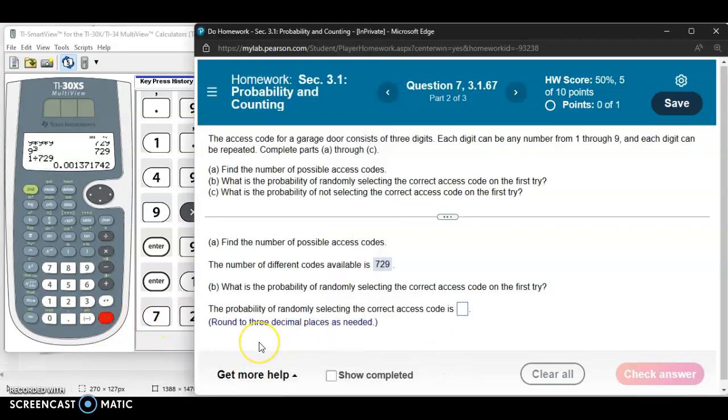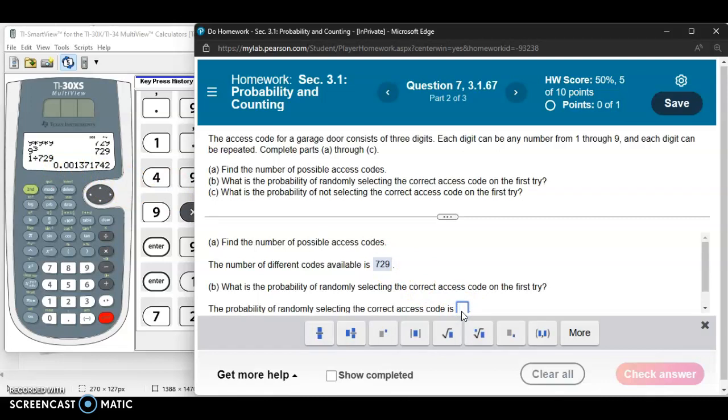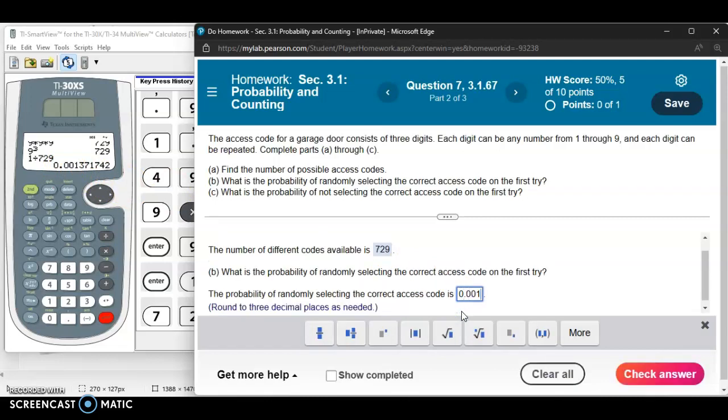And as you answer the questions, pay attention to how many digits it asks you to round the answer to. So our answer is 0.0013, so to 3 decimal places, so 3 digits to the right of the decimal point would be 0.001. So not a very good chance, very small chance that you would actually guess it on the first try.